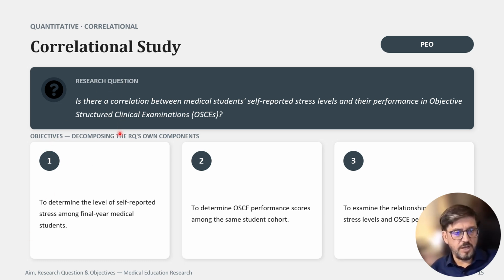So if we break down this research question, the objectives are to determine the level of self-reported stress among final year students. This is addressing this part of the research question. To determine OSCE performance scores among the same student cohort. This is addressing the performance component. To examine the relationship between stress levels and OSCE performance. So it is now establishing an association between the stress levels and the performance. So that's how you clearly decompose a research question into smaller objectives.